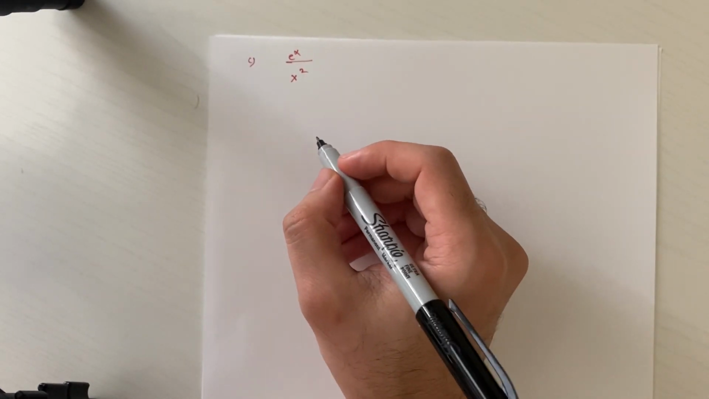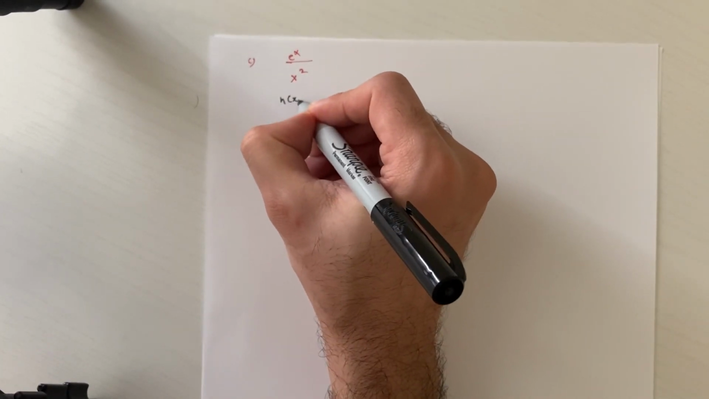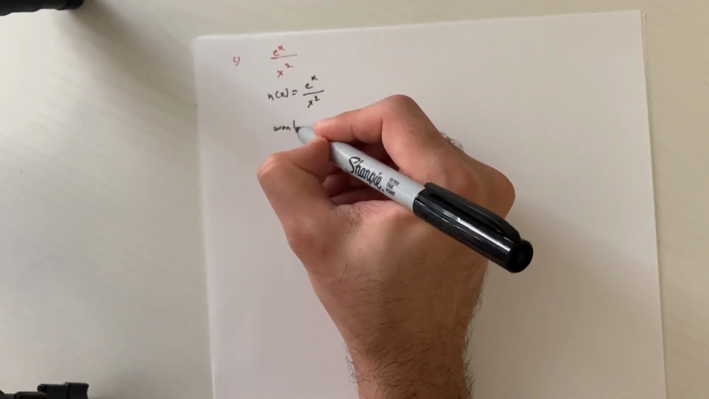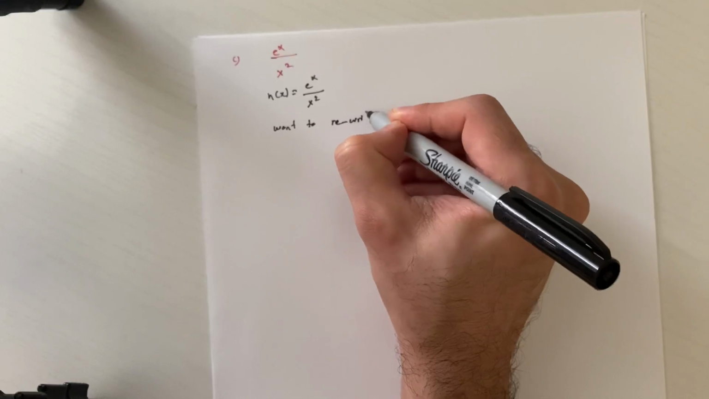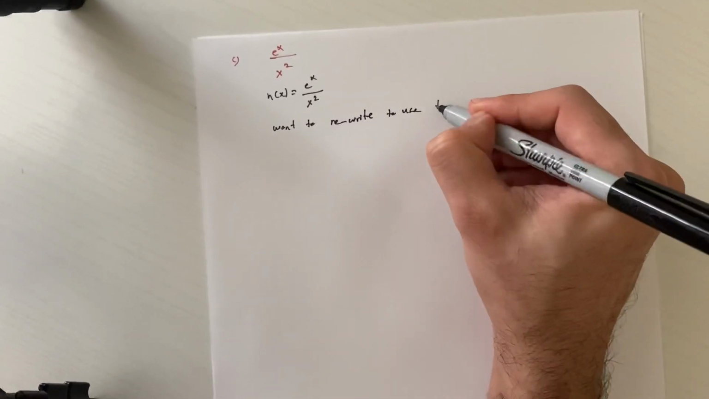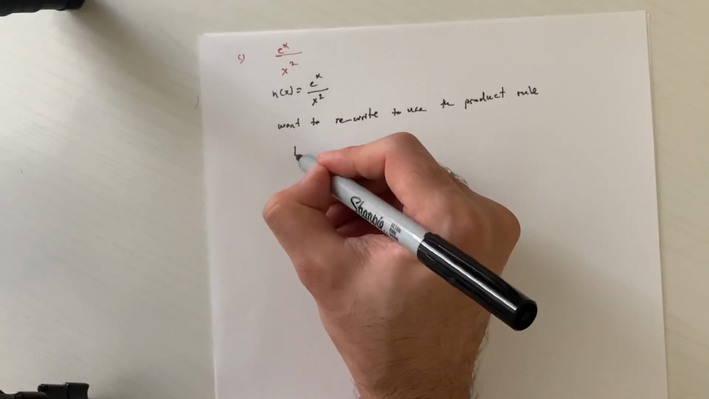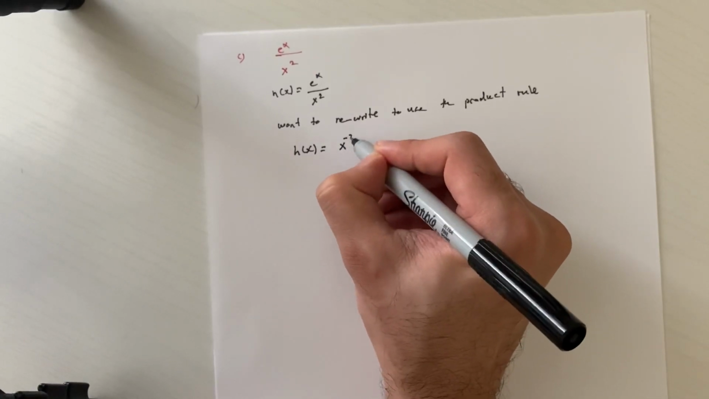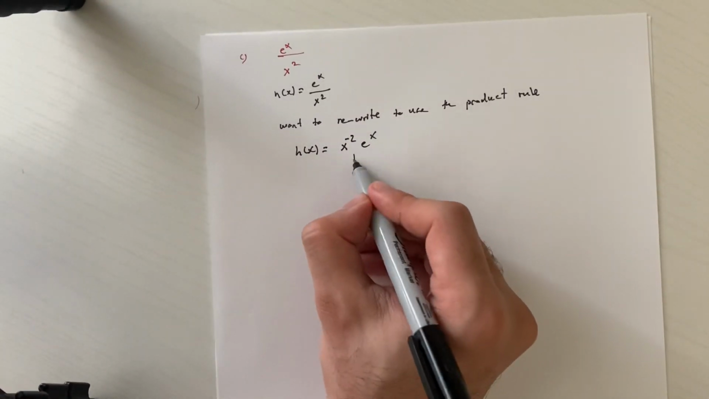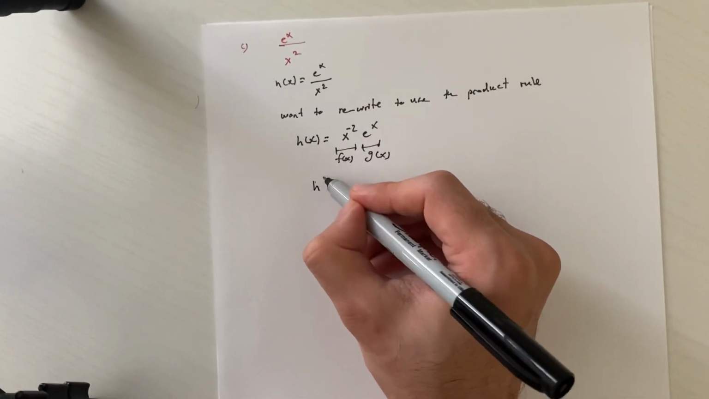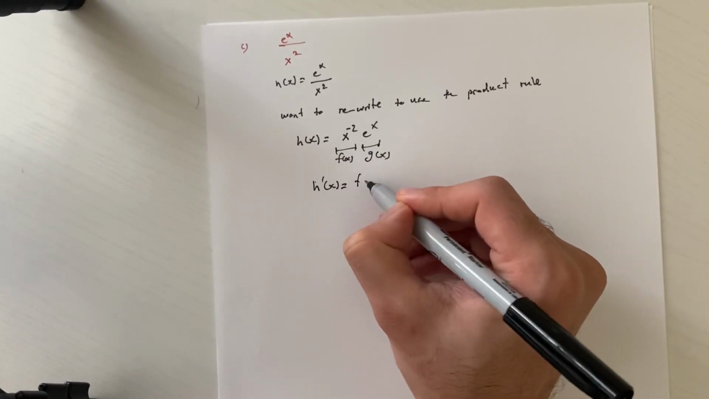So here we want to use the product rule for this function. In order to use the product rule, we need to rewrite this function. If we assume the function given is h of x, then we can rewrite it as e to the x times x to the negative 2. Now it is clear that these are two functions multiplied by each other, which allows us to use the product rule.